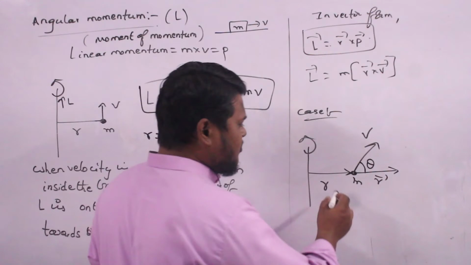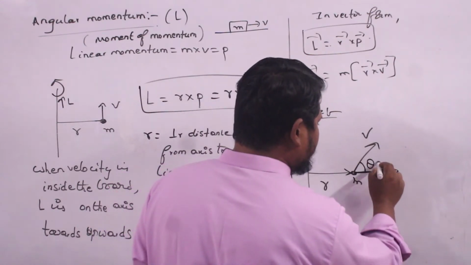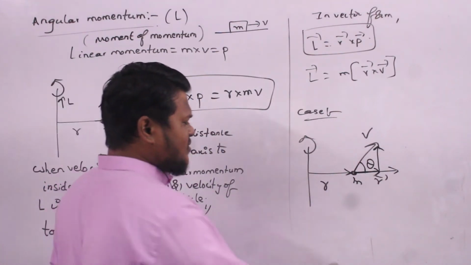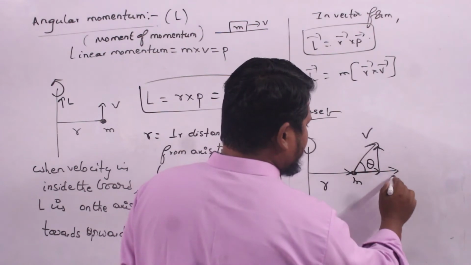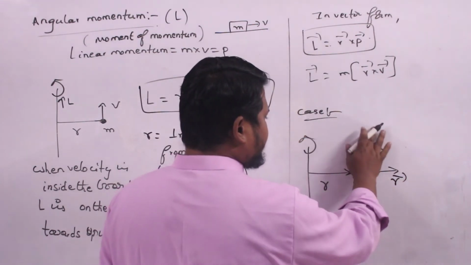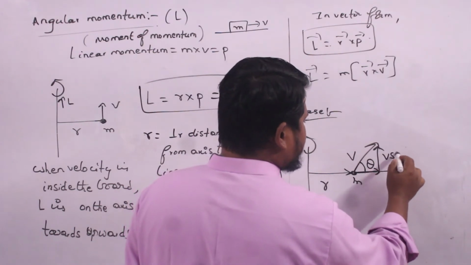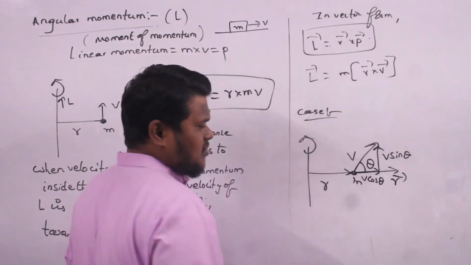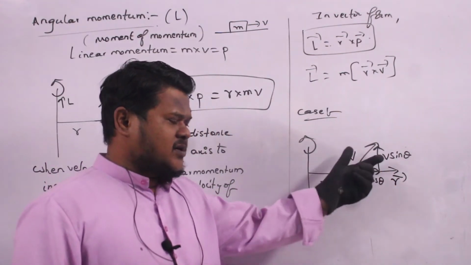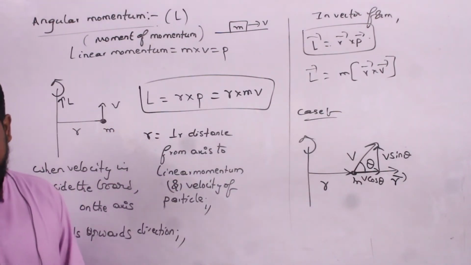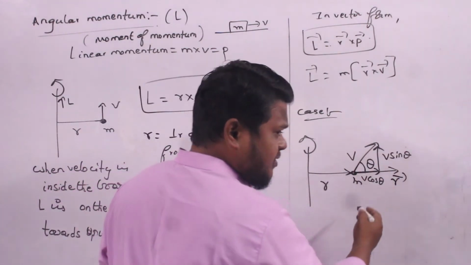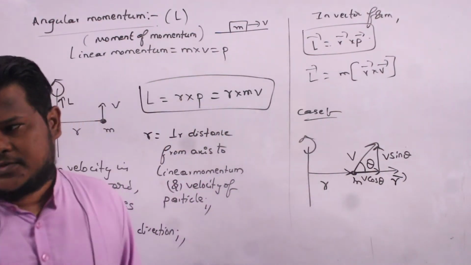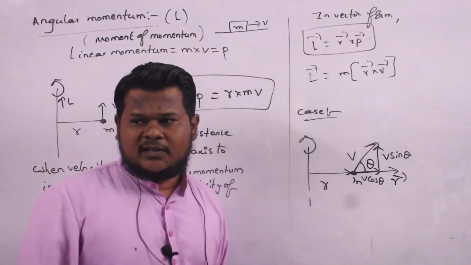So what you can do is split this velocity vector into two components. This is velocity. V sin theta is the opposite side, and V cos theta is the adjacent side. Now out of V cos theta and V sin theta, which vector do we have to take? V sin theta. Why? Because that is the velocity component which is perpendicular to the radius vector. The vector perpendicular to the radius is V sin theta.